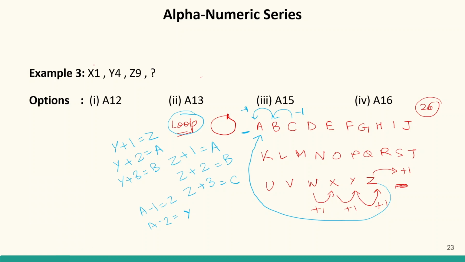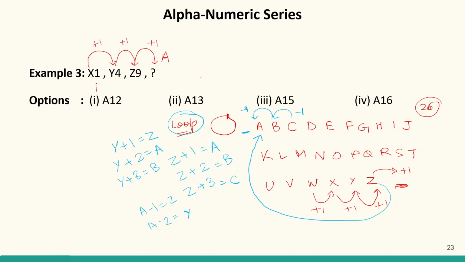Okay. So let us understand this with this example. We are going from X to Y, sorry, we are going from X to Y plus 1. We are going from Y to Z, again plus 1. So we have to add 1 from Z. That would be A, back to the starting, because we are going in a loop.